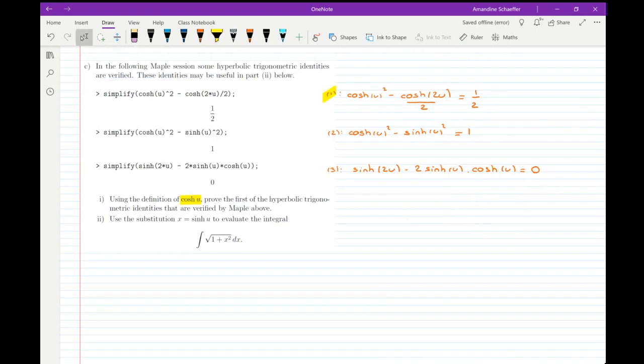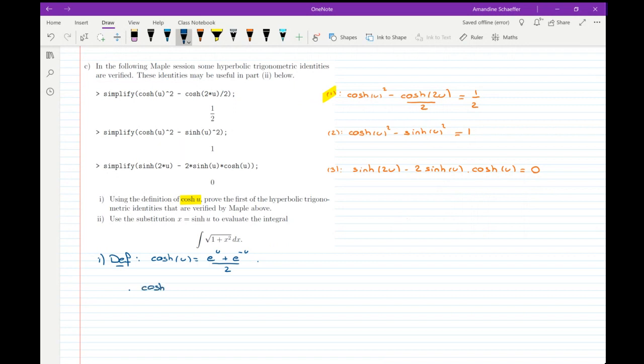Okay, so we need to use the definition of cosh. The definition is of course with the exponential. So hyperbolic cosine of, well, we're going to say u here, is defined by exponential of u plus exponential of minus u on 2. And I hope you remember hyperbolic sine. It's the same thing, but with a minus in the middle. So first question, we need to prove the first one, which is up there. To prove it, we're going to start with the left-hand side and try to get to the right-hand side.